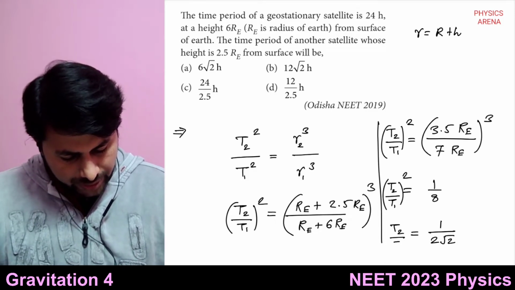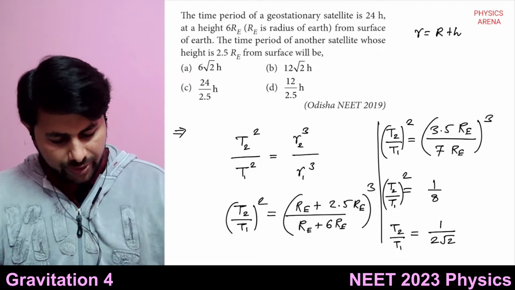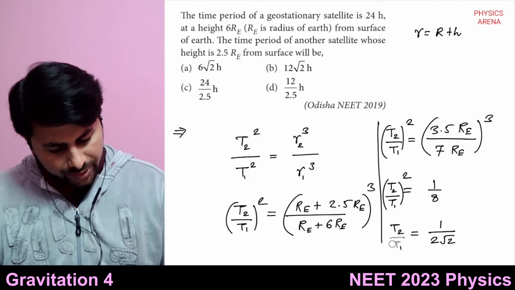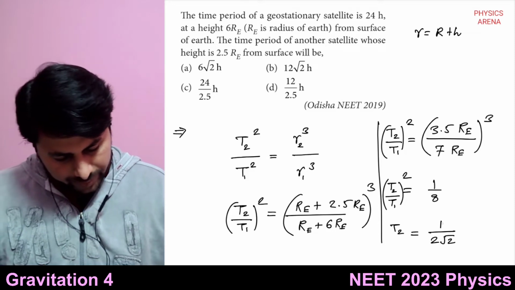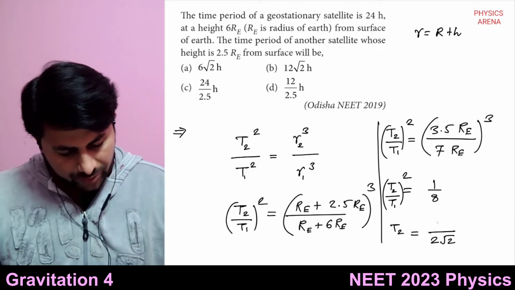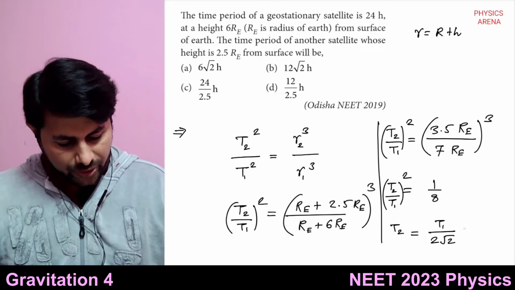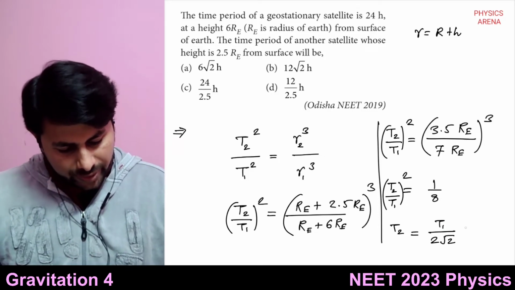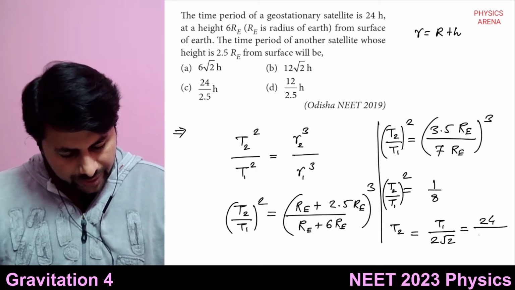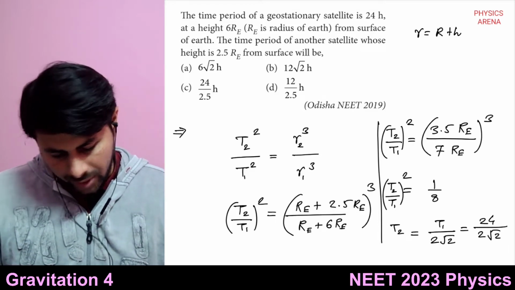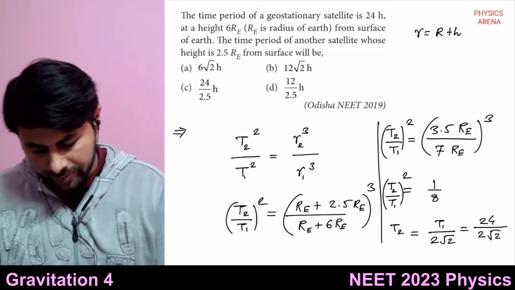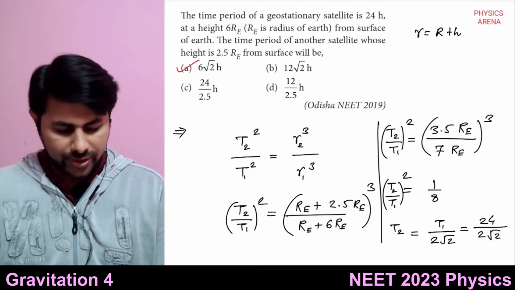That's T2 upon T1. Now take T1 on the other side. So you get T2 equals T1 divided by 2 root 2. And T1 is how much? It is 24 hours. So it is 24 divided by 2 root 2, or 12 upon root 2, or you can say it is 6 root 2. So 6 root 2 is the answer.